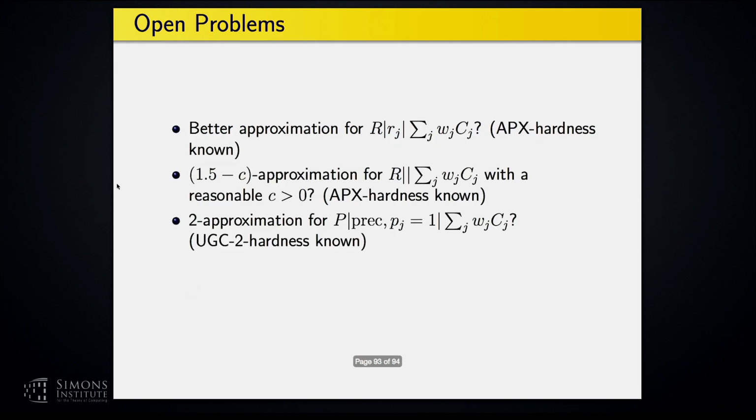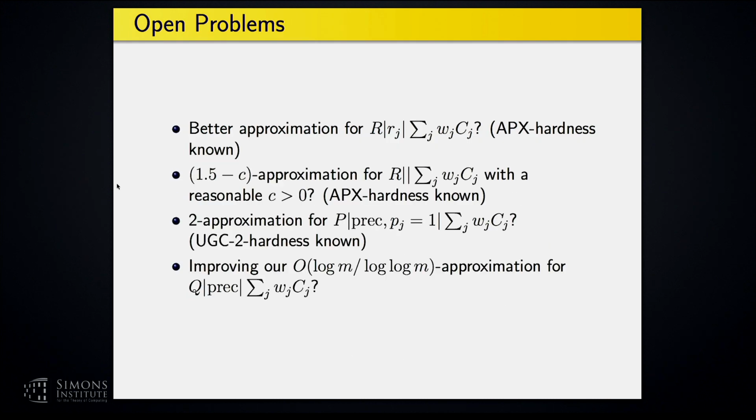There are a few open problems. First, can we get a better approximation for the 2 problems we studied? For unrelated machine scheduling, we have APX-hardness. And for identical machine scheduling with precedence constraints, we have a UGC 2 hardness. Also, can we improve unrelated machine scheduling if we don't have arrival times? Right now, we have 1.5 minus c, where c is very small. Can you get an approximation with reasonable c? Also, can you improve related machine scheduling when jobs have precedence constraints? Currently, it's log m over log log m. Okay, thank you. That's the end of the talk.